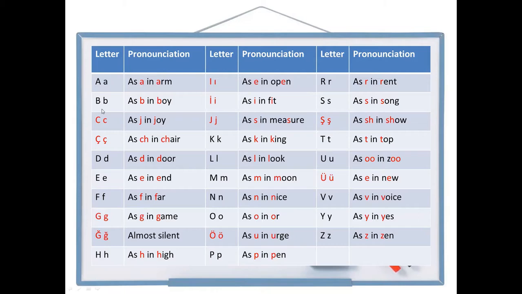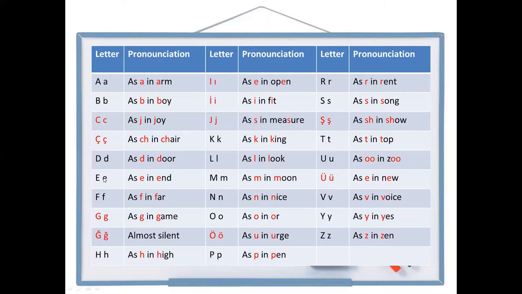And the next one is, it is not C, it is C, as in joy. And the next one is the brother of C with a tail, Ç, as in chair. And the next one is D, as in door. And the next one is not E, it is E, as in end.